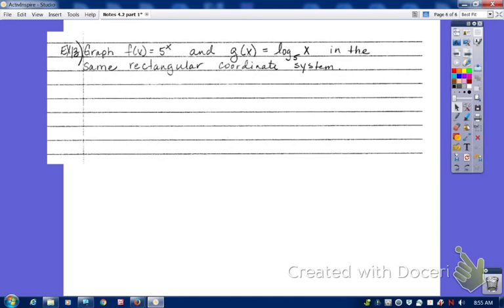So let's start with f of x. So f of x equals 5 to the x. How can I graph that? What do I need to graph? Okay, I can graph 0 and 1. So when x is 0, y is 1. When x is 1, y is 5.